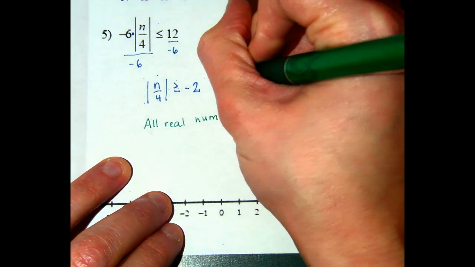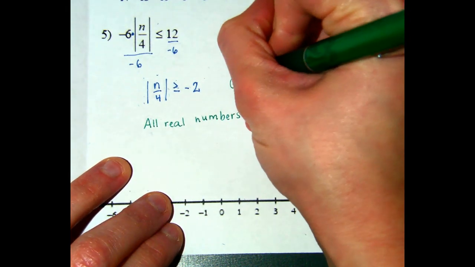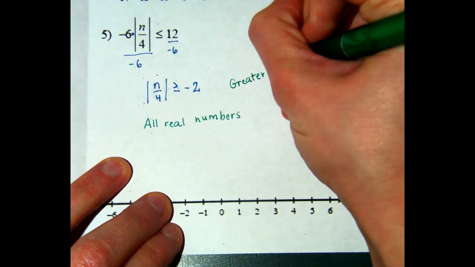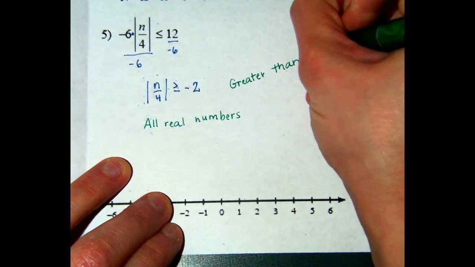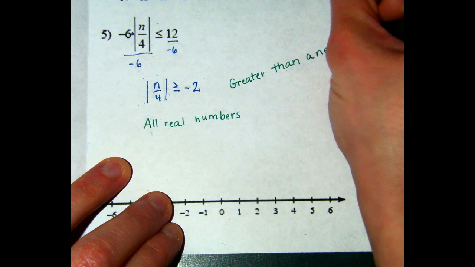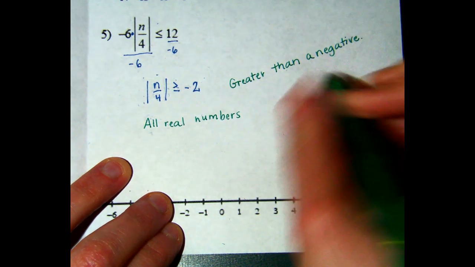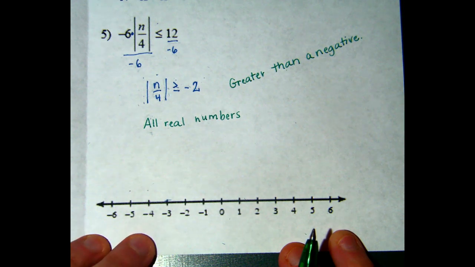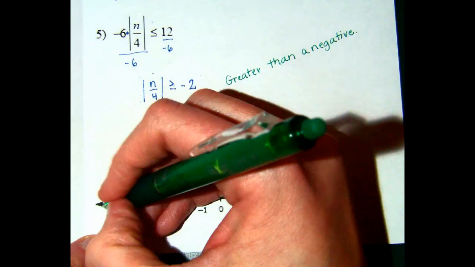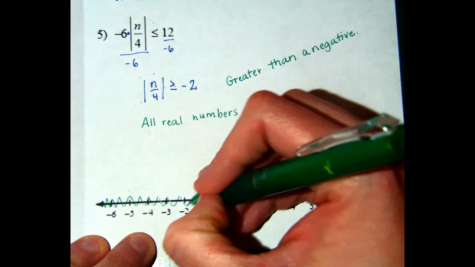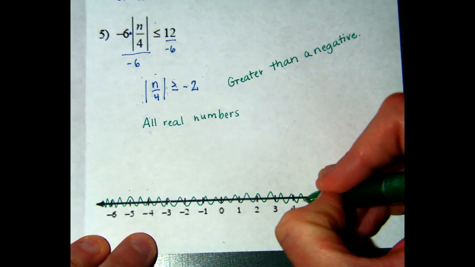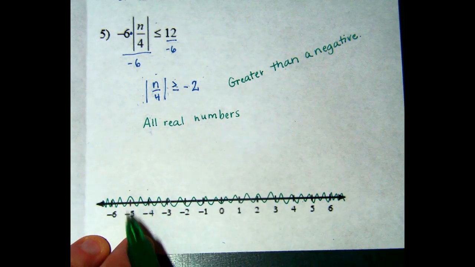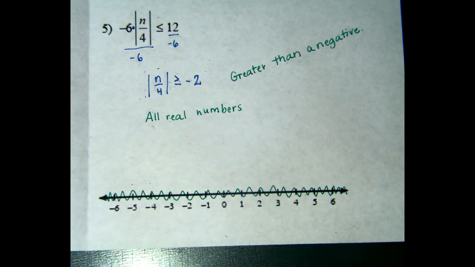I know it's all real numbers when I have greater than a negative number. We're also going to review that when we talk about the types of solutions in the second part of this lesson. If you wanted to shade that, graph it, it is just this whole line segment, since this is a line segment of all real numbers. We will talk about another special case in the second part of this lesson.